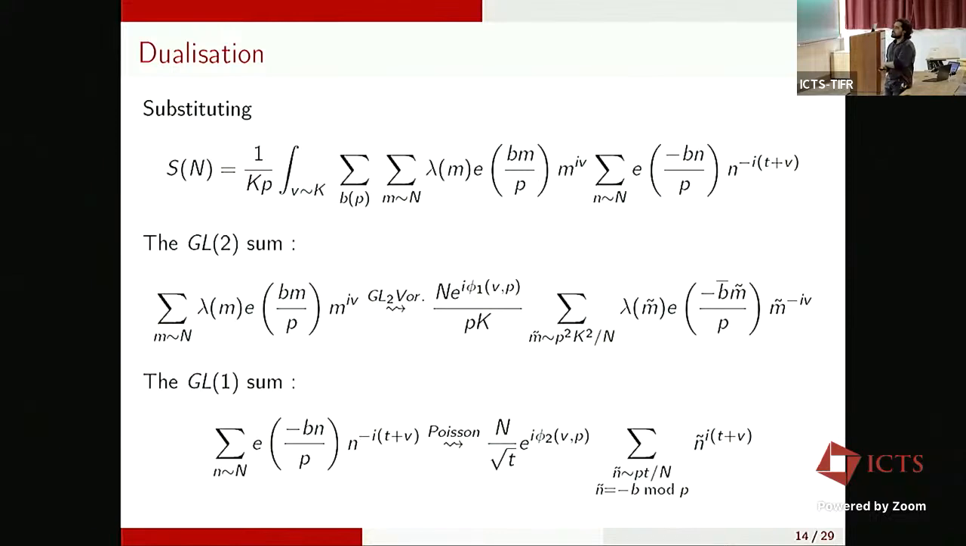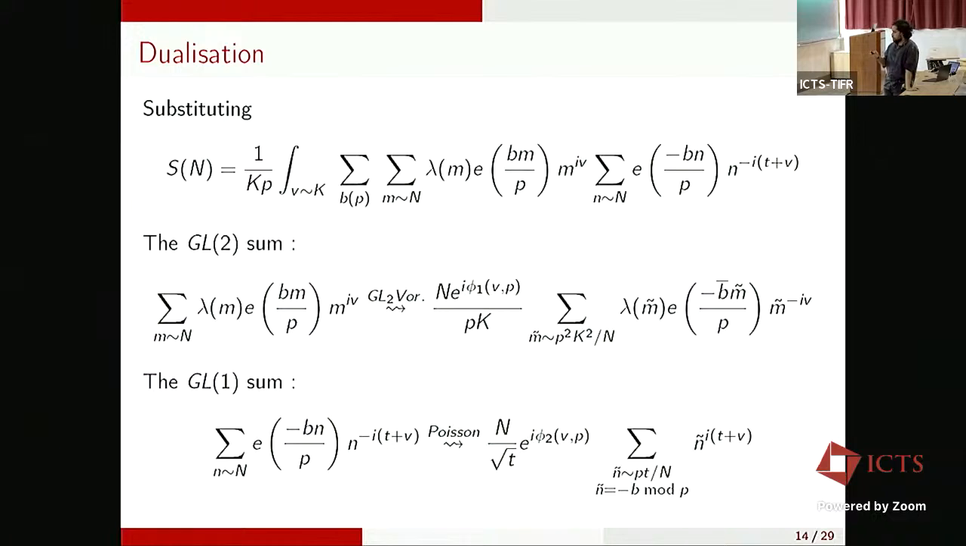The additive character b becomes b bar, and the analytic twist becomes its conjugate, m power minus iv. We also have these normalizing factors. Similarly, we apply the Poisson summation formula to this n sum and arrive at the following dual sum. In this case, the length is pt by n, where pt is the conductor of the sum and n is the initial length. Since it's an additive character, the character sum boils down to this congruence condition.